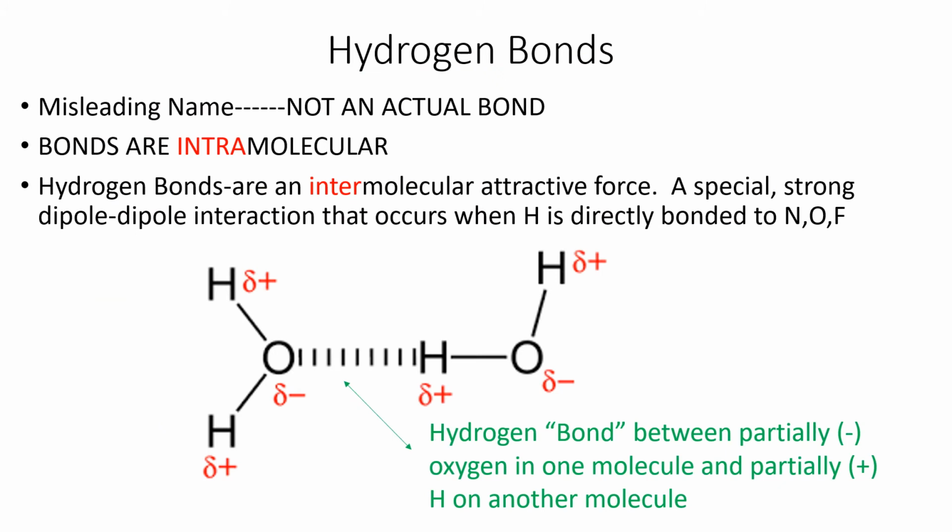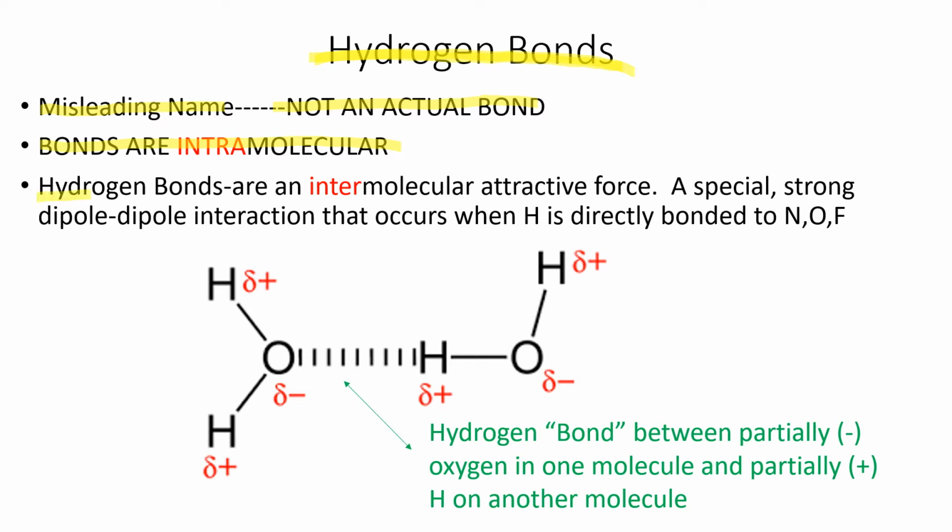We did dipole-dipole before we did hydrogen bonding, because hydrogen bonding is really just a special case of a dipole-dipole. And the first thing I want to talk about with hydrogen bonding is that this is probably one of the most misleading names in all of chemistry. It's not an actual bond. In chemistry, when we say bond, we're really talking about the sharing of the electrons within a single molecule. That's not what we're referring to here. Bonds are intramolecular. So these hydrogen bonds aren't really bonds at all.